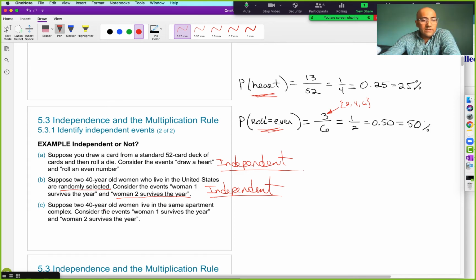On the other hand, what if these 2 40-year-old women live in the same apartment complex? The event that woman 1 survives a year and woman 2 survives a year are now dependent.